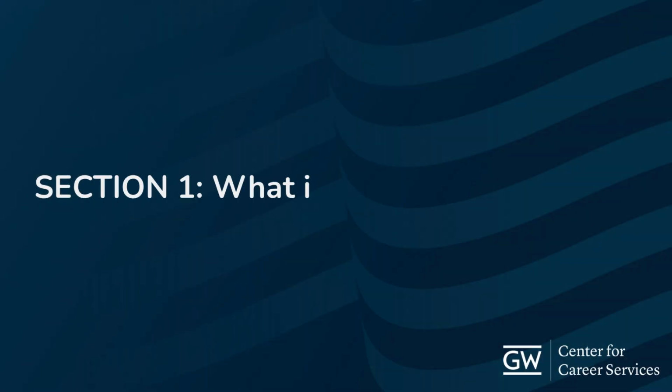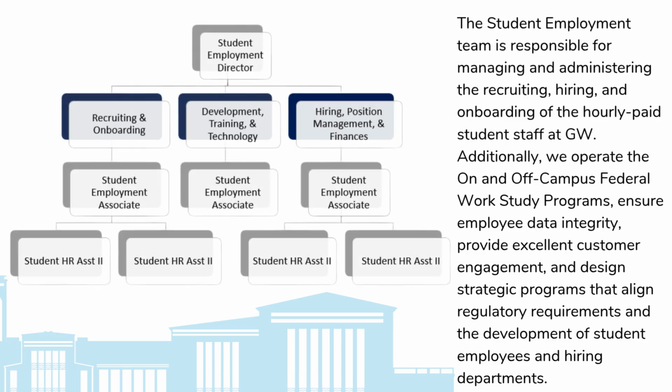Section 1. What is student employment? The Student Employment Team is a dedicated group of professionals and student staff who manage the full lifecycle of hourly student employment at GW, from recruitment to offboarding. But our role goes beyond processing paperwork. We administer the GW Federal Work-Study Program, maintain employment data, manage our talent management platform, provide customer support to students and employers, and design strategic programs that connect compliance with student and departmental growth.